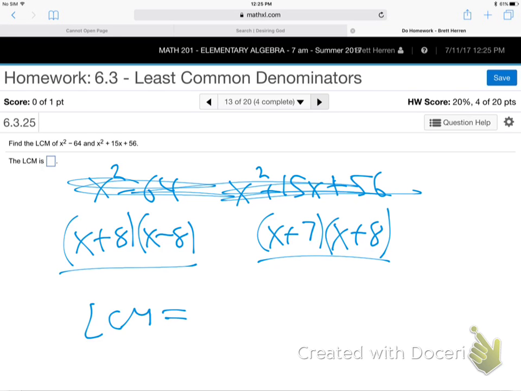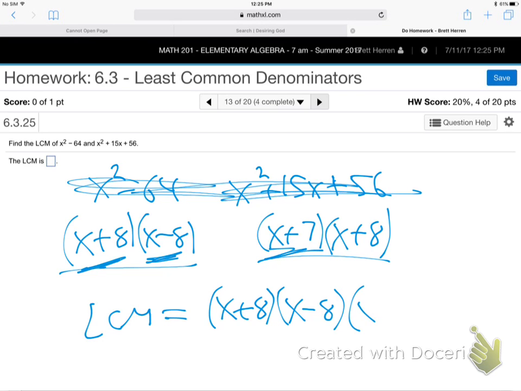So I go shopping. I come down the first aisle. There's an x plus 8. I'm going to throw one of those in my cart. Come to the next aisle. There's an x minus 8. I'm going to throw one of those in my cart. Come to the next aisle. There's an x plus 7. Throw one of those in my cart. Come to the next aisle. There's an x plus 8. Already got one of those. I'm done. You don't make this squared.